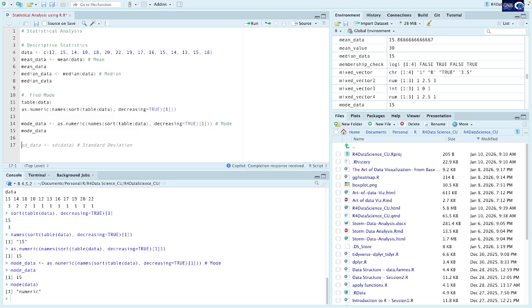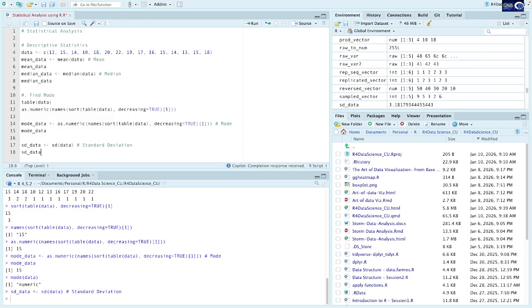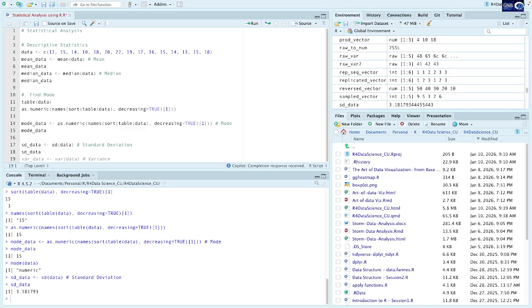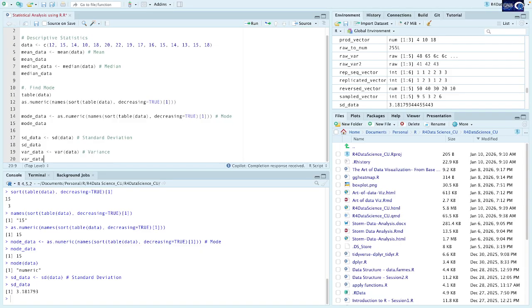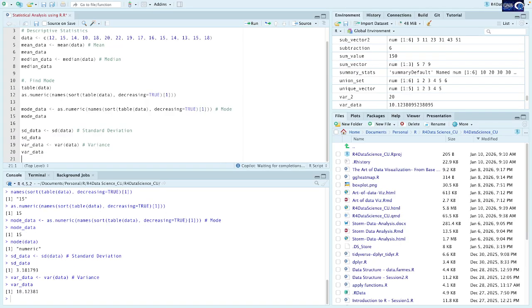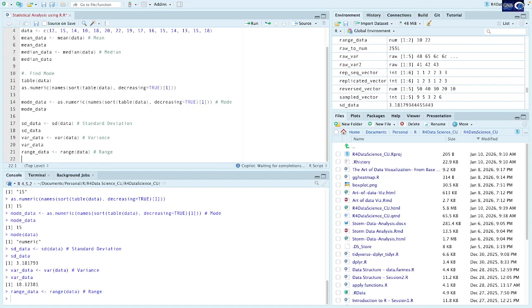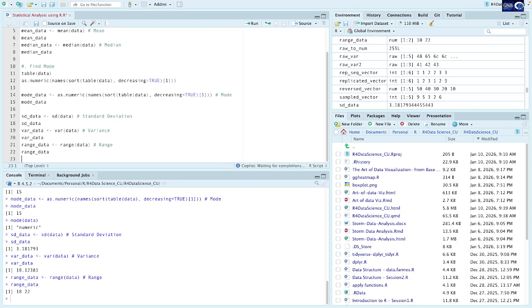Now, the next one is standard deviation. For that we use the sd function, which will give you the standard deviation. For variance we will be using the var function, which will give us the variance. For range we can use the range function as well, which will give you the minimum and maximum values.